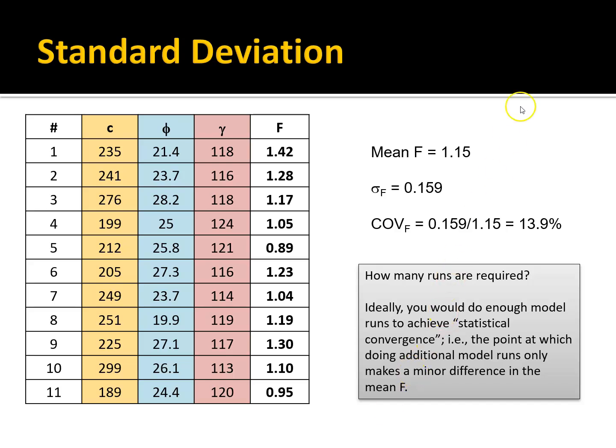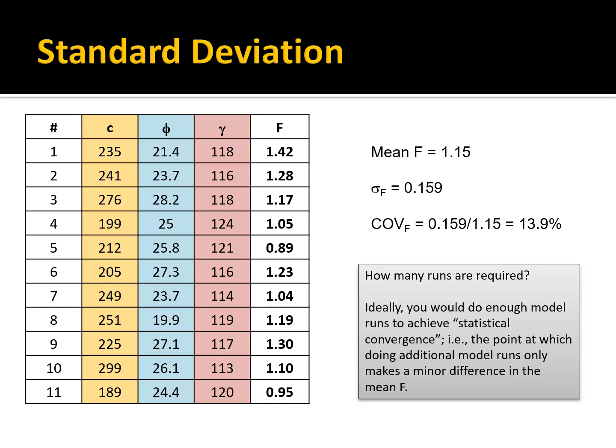If you take the mean of these, you get 1.15. The standard deviation is 0.159. Divide the standard deviation by the mean, and you have a coefficient of variation. Now, I've only shown you 11 here. How many runs are required? You'd need a lot more than 11, I promise you, to get some results that make sense.